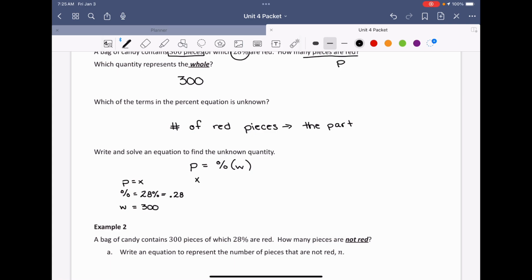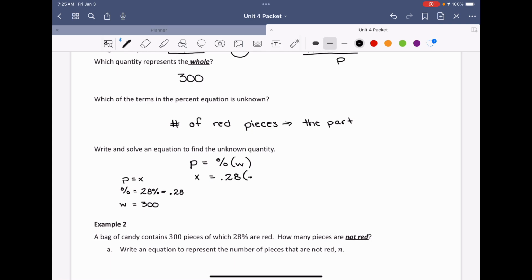So we're going to plug that in. x equals 0.28 times 300. And using the calculator, we're just going to solve. So 0.28 times 300 should give us 84. So 84 of the pieces are red.